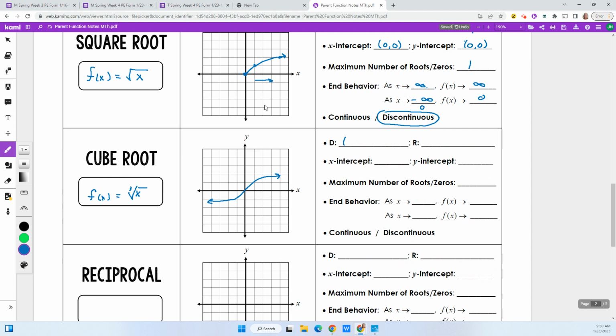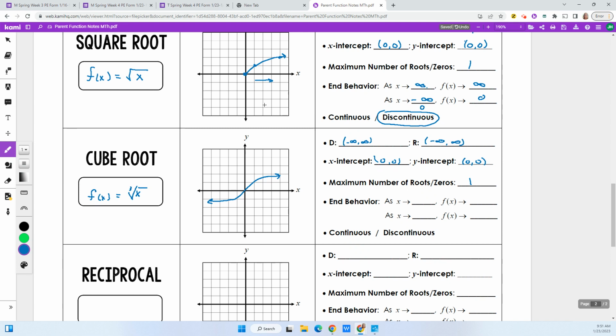I'm going to speed through this a little bit now, once you get the understanding of it. And our x-intercept is still 0, 0, right? Y-intercept still 0, 0 because it's crossing at that origin. How many roots can it have? It can only cross at one spot, so it can only have one root.